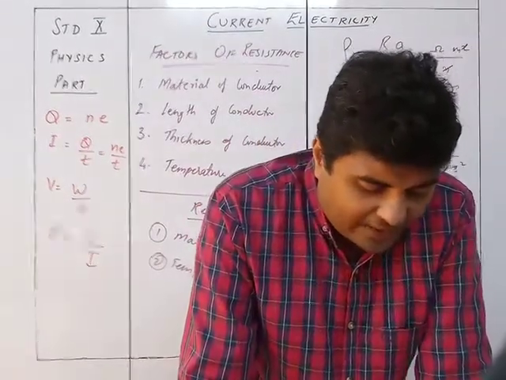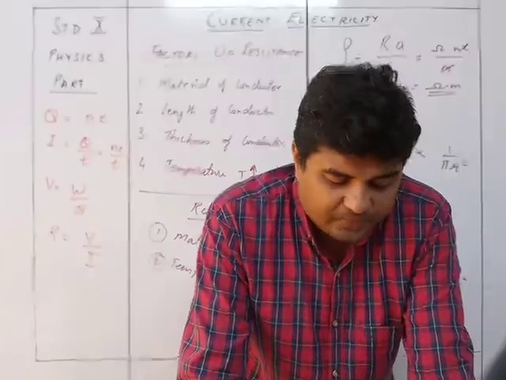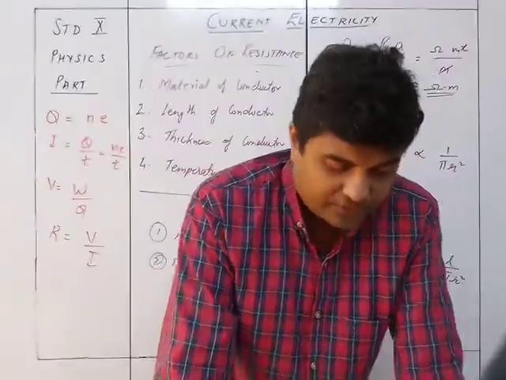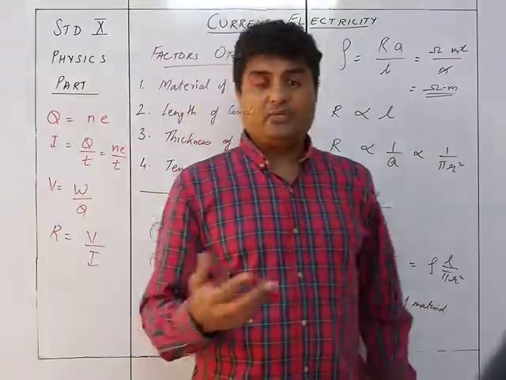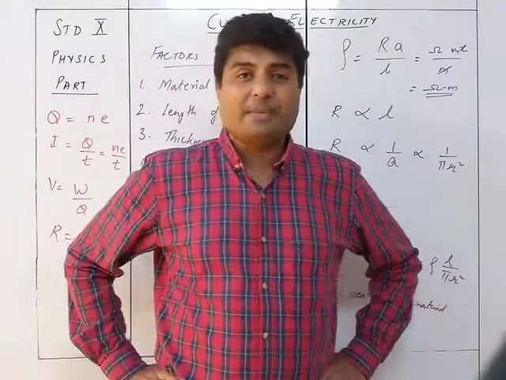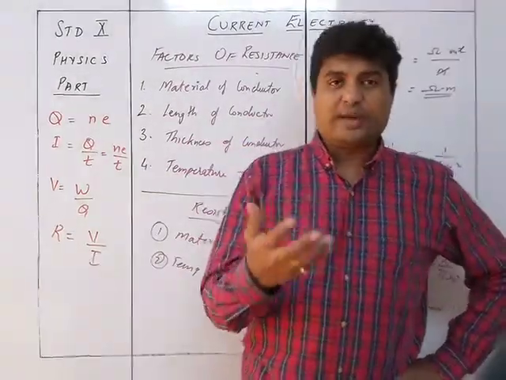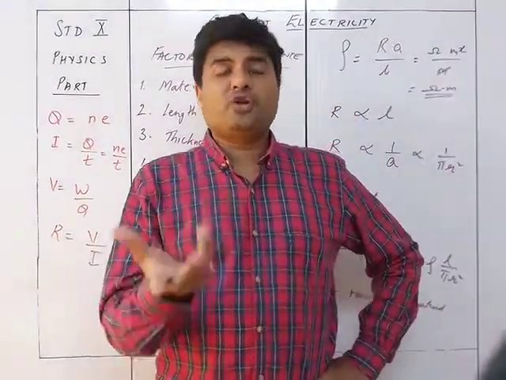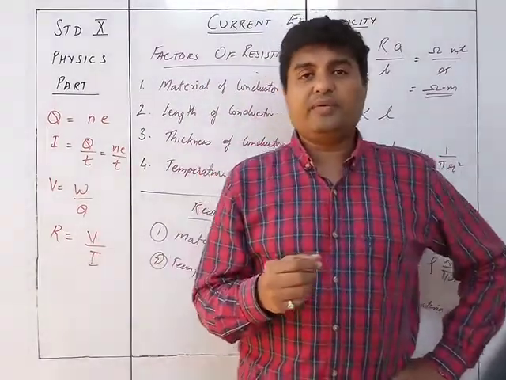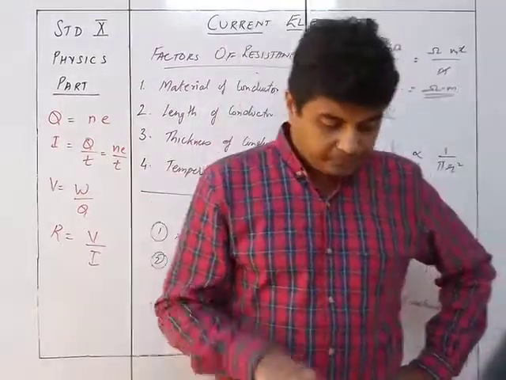The filament of an electric bulb is made up of tungsten wire because it has a high melting point. So tungsten's melting point is high, and you want the current flowing through such that it heats up and can give us light. So that's why after heating, it should not melt off. That's the reason it should have a high melting point, which is why tungsten is used.